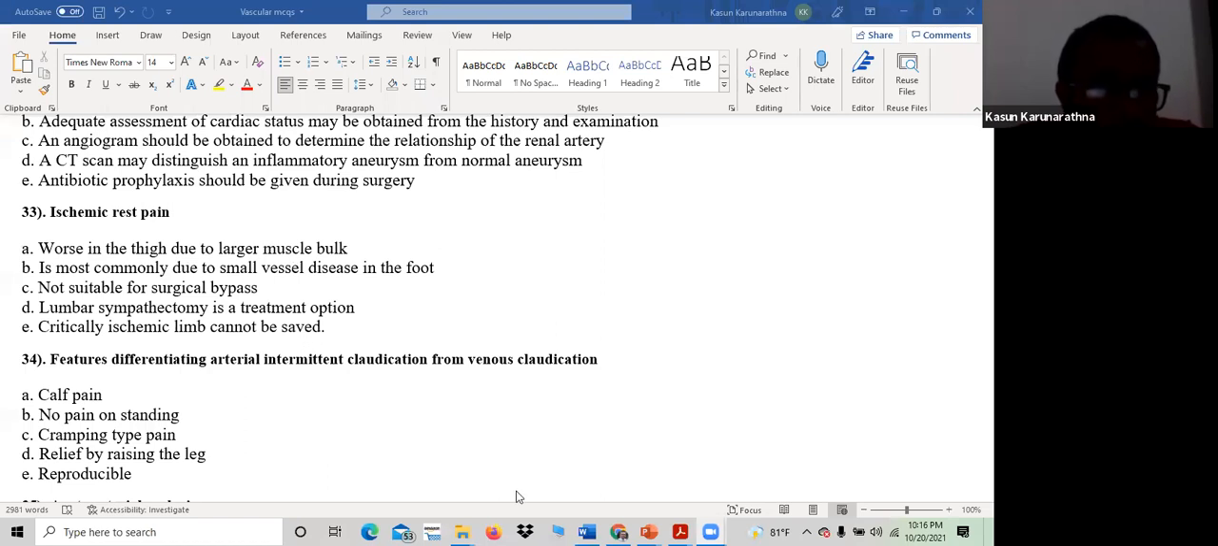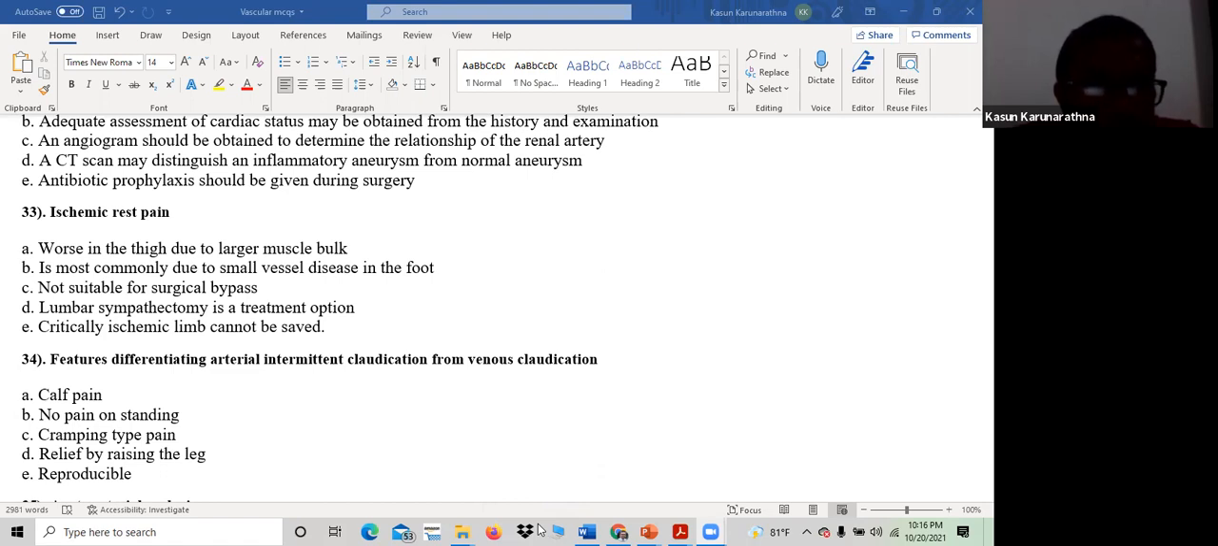Rest pain not suitable for surgical bypass. What is the answer for 33C? It's false because that is the point where you should intervene. Right? Rest pain is an indication for surgical bypass or surgical intervention. So it's false. Lumbar sympathectomy is a treatment option. What do you say for that?